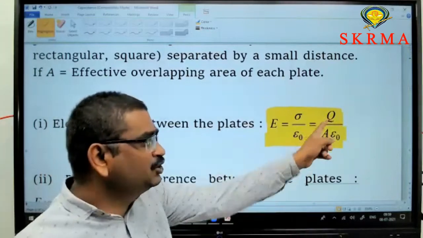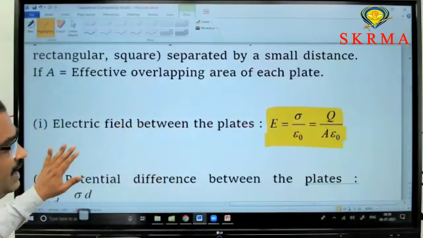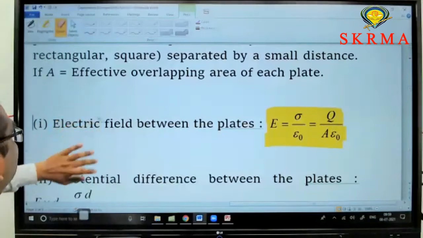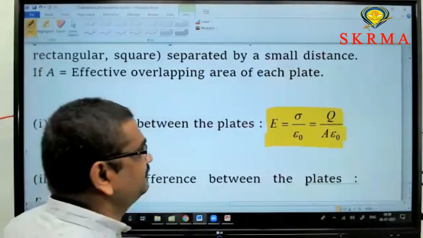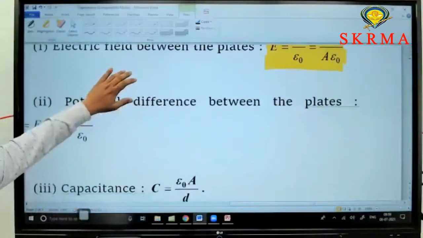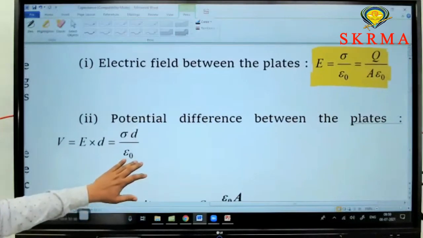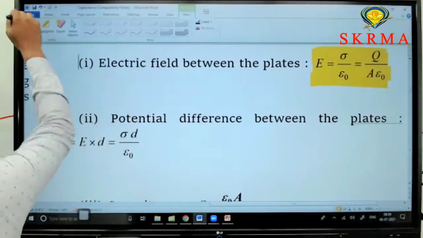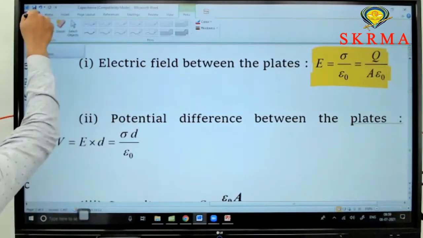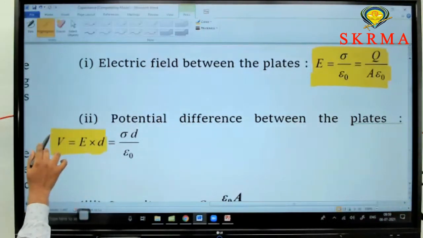That sigma is equal to Q by A, so E equals Q by A epsilon naught. Next, what is our aim? We need to calculate the potential difference between the capacitor plates. The relation between potential difference and electric field is V equal to E into D. V equal to E into D is the relation between potential and electric field.